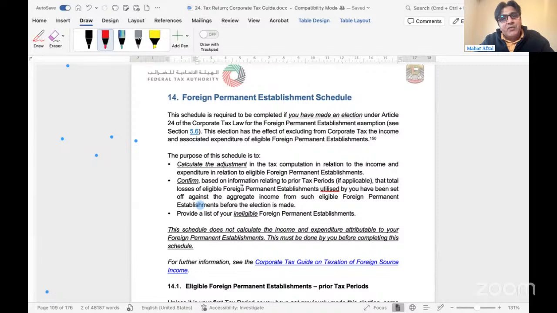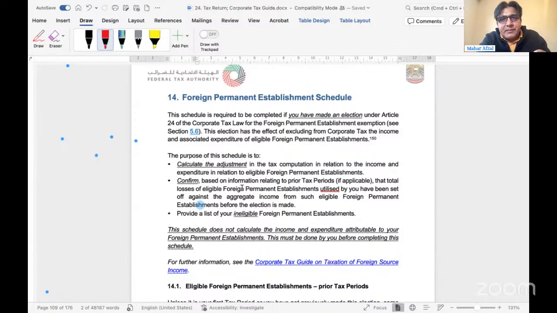Furthermore, they said if you want to opt for this, there are certain conditions, like the foreign PE is subject to a minimum of 9% tax. If these conditions are met, you can opt for it. If these conditions are not met, you cannot opt for it. Another very important thing for the foreign PE: assuming you have losses, and in the past year you have adjusted the losses of the foreign PE while calculating your taxable income.